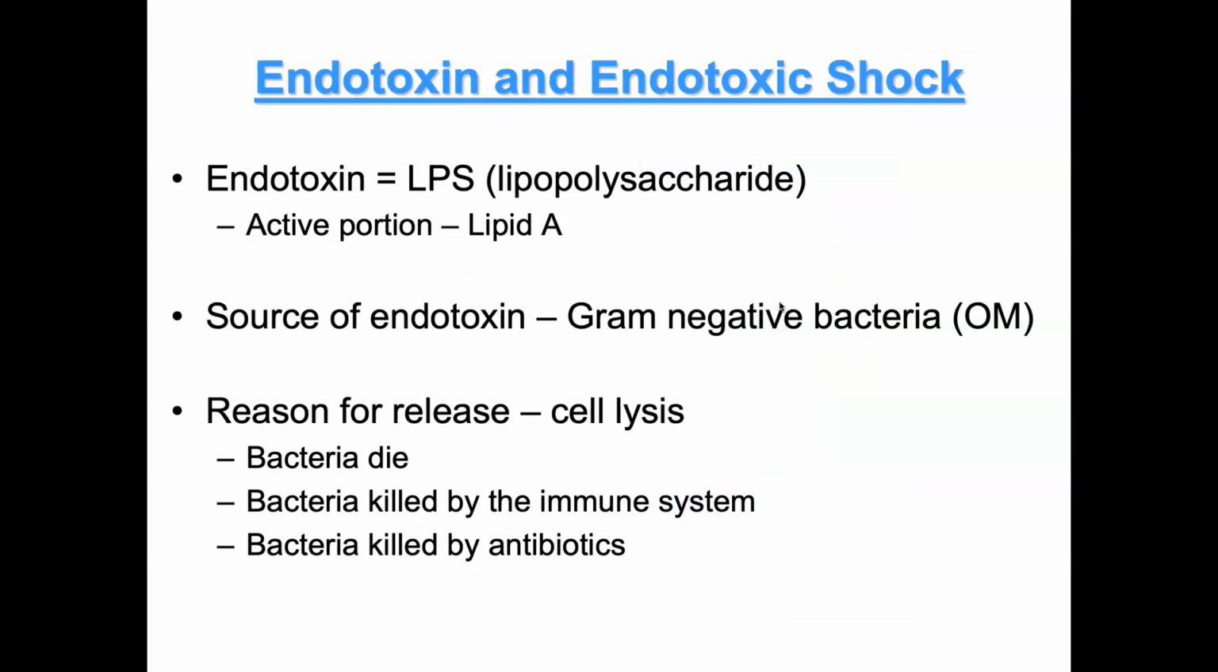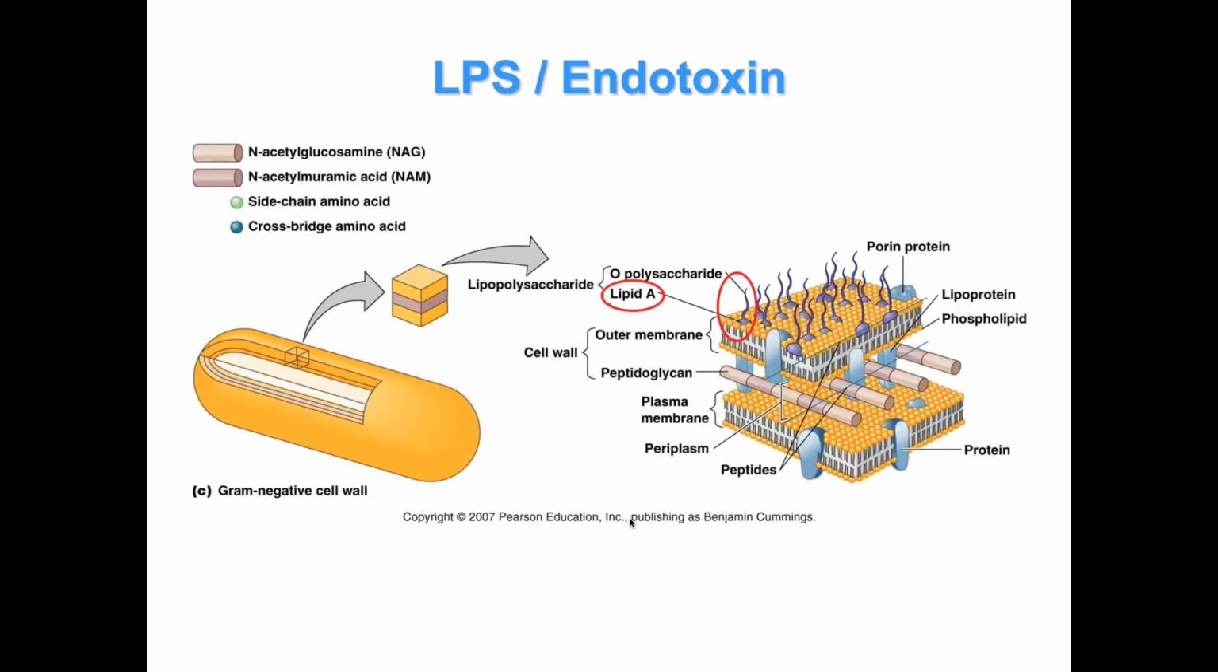Endotoxin and endotoxic shock. Endotoxin is what we usually refer to as the LPS, the lipopolysaccharide that is found in gram-negative organisms. We know that the active portion is the lipid A. The source of the endotoxin, we know that it's in the outer membrane of gram-negative organisms. How does it get released? Lysis of the bacterial cell by various means. It just dies. It is killed by the immune system. Maybe it's killed by the antibiotics that you are taking, right?